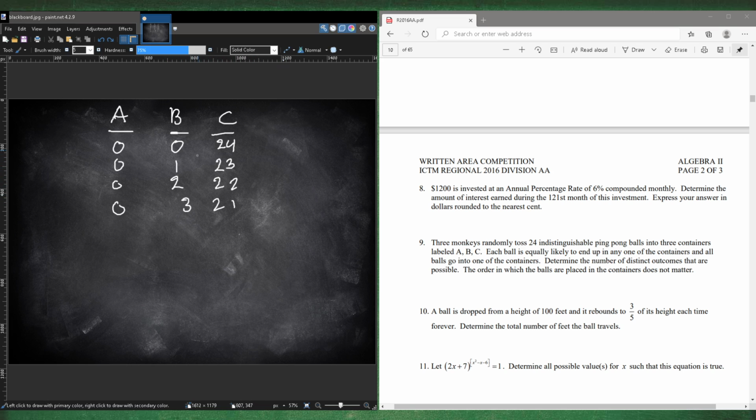So as you see, how high can B go up to? Well, it could go from 0 to 24, so that's a total of 25 possibilities. When A is equal to 0, we have 25 possibilities.